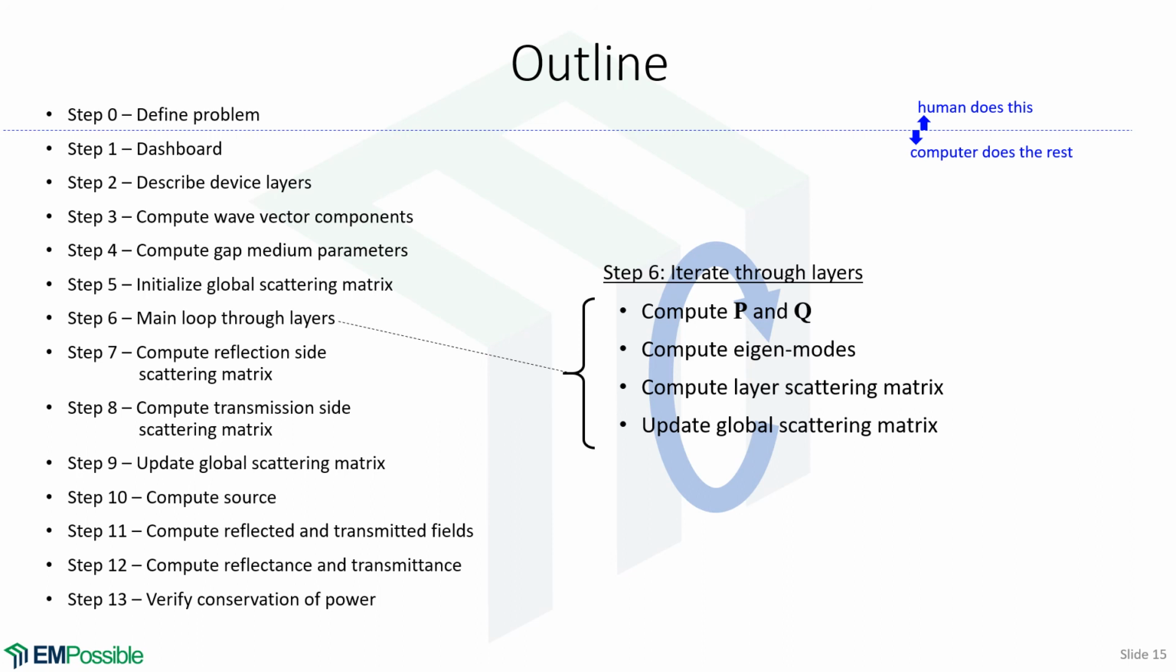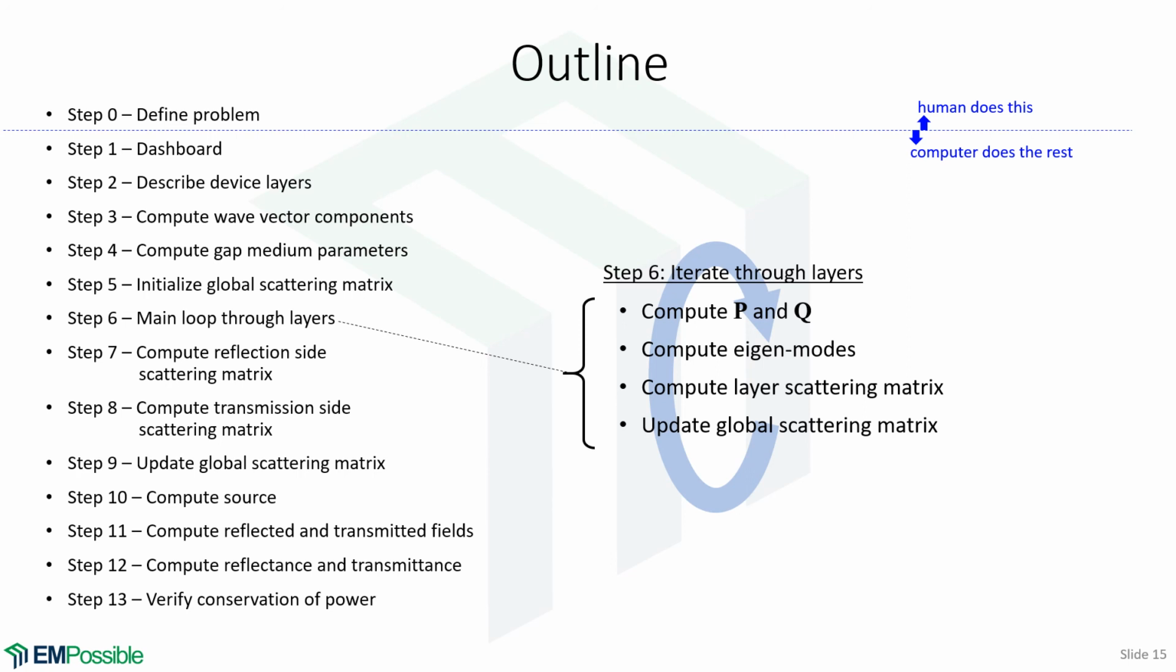Then finally in our code, in step 1, we have our dashboard. This is where we define everything about our device. All of the hard-coded numbers are in the dashboard, and we don't do any work there. And we know we've done a good job of the dashboard if I come back and ask, okay, that was a good simulation, but now change the dimension of one of the layers. If you have to do anything other than change that number in the dashboard, you're doing something wrong in your code. So we define everything in the dashboard.